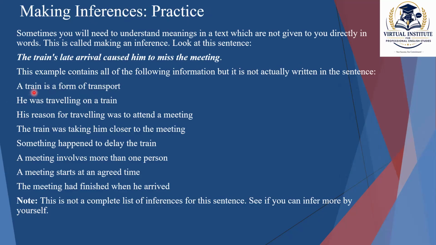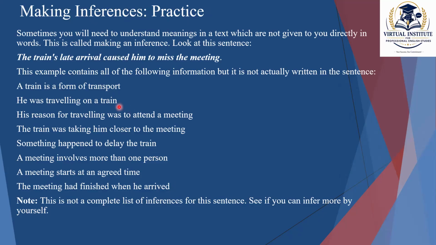This example contains all of the following information, but it is not actually written in the sentence. A train is a form of transport. He was traveling on a train. His reason for traveling was to attend a meeting. The train was taking him closer to the meeting. Something happened to delay the train. A meeting involves more than one person. A meeting starts at an agreed time. The meeting had finished when he arrived.